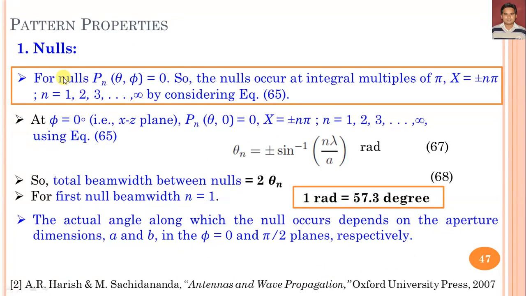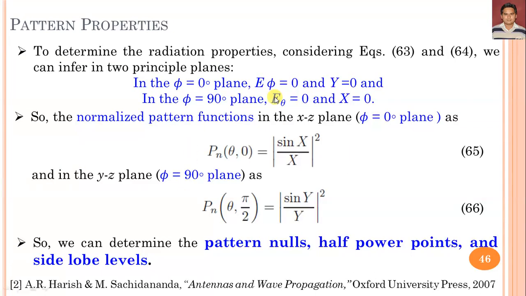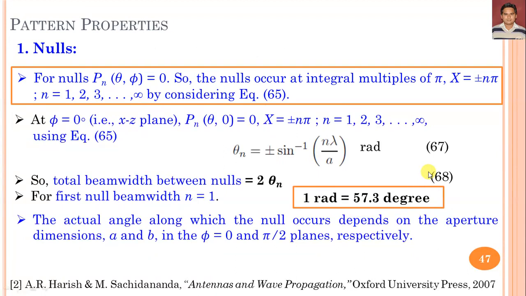As you can see, the nulls, as we have discussed, occur at p n equal to 0, so it is a multiplication of pi, or we can say x is equal to plus minus n pi, where n is equal to 1, 2, 3, as given by equation 65. So we can calculate theta n, and the total beam width between nulls is twice theta n. For the first null beam width we are putting the value of n equal to 1. If we have to convert radian into degree, then we can consider 1 radian equal to 57.3 degree.